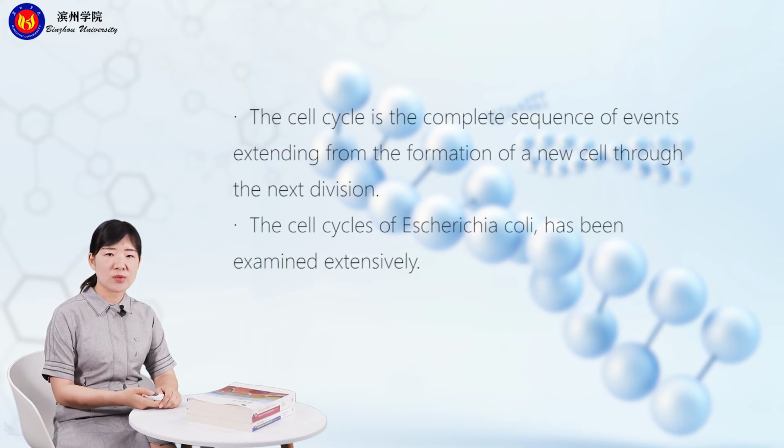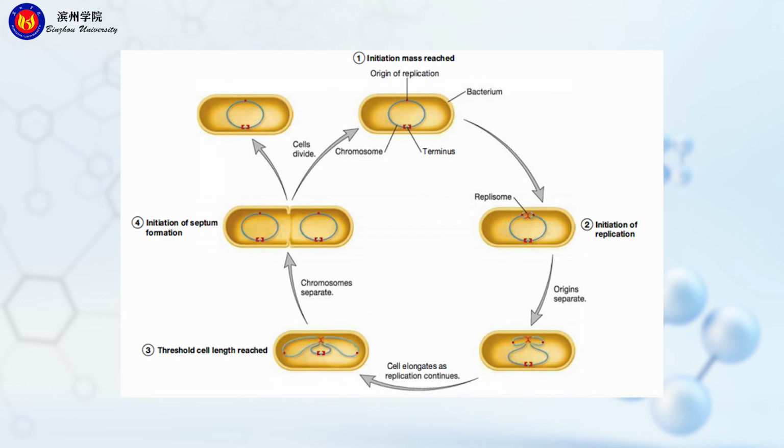The cell cycle of E. coli has been examined extensively. So let's see the cell cycle of E. coli. See the picture. Initiation of the cell cycle results from an increase in the mass of a cell, which also results in the accumulation of the DnaA protein, which initiates DNA replication.